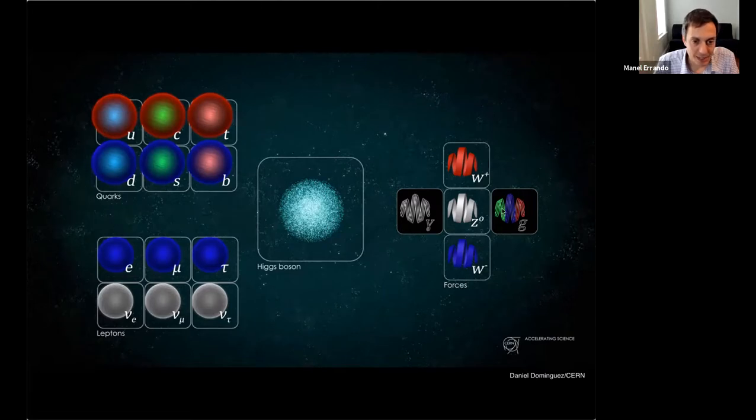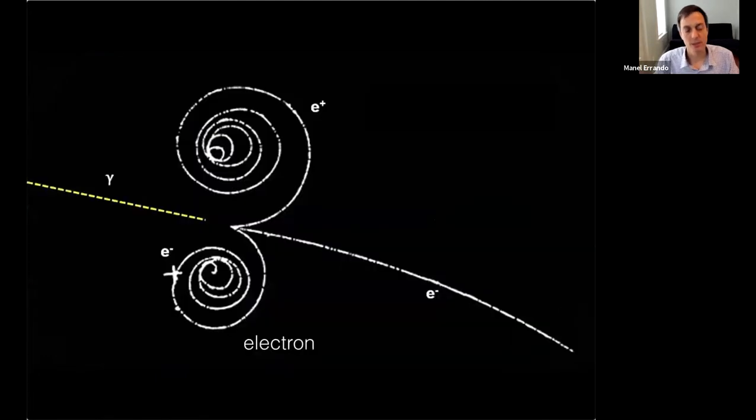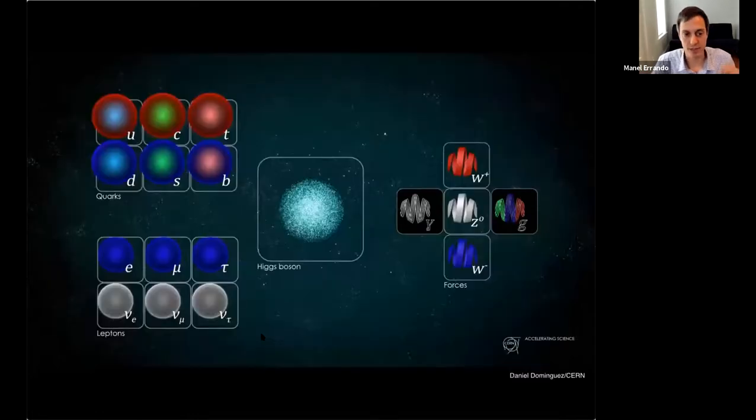So is this all that there is? And the answer is, well, not quite. There's still a missing part to this, which is that in experiments that involved cosmic rays, people started seeing particles that were not in this picture, in this standard model.